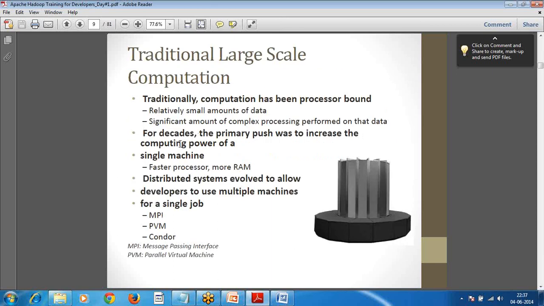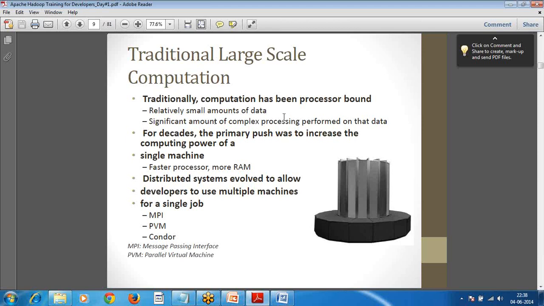Prior to Hadoop coming into the picture, there were in fact traditional large-scale computation systems which used to handle data in the same way that Hadoop does. But there were some drawbacks and disadvantages of the traditional large-scale computing systems, which made people think of an alternative approach, and that's how Hadoop came into the picture. So we'll start discussing what the reasons were.